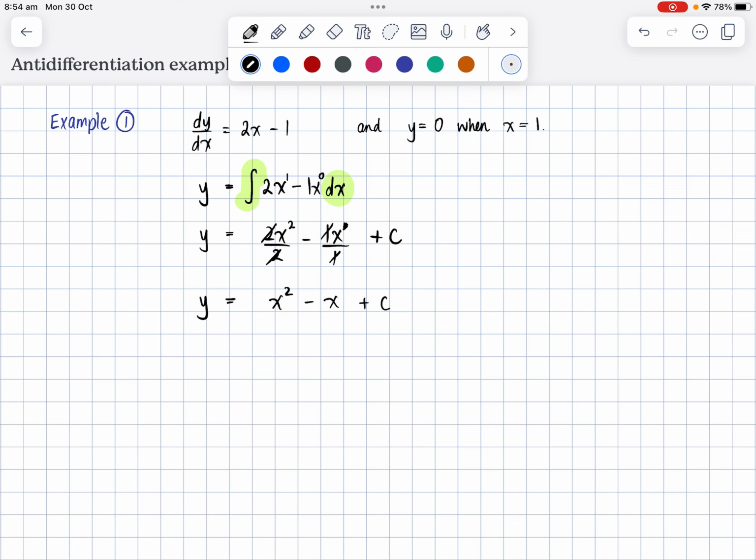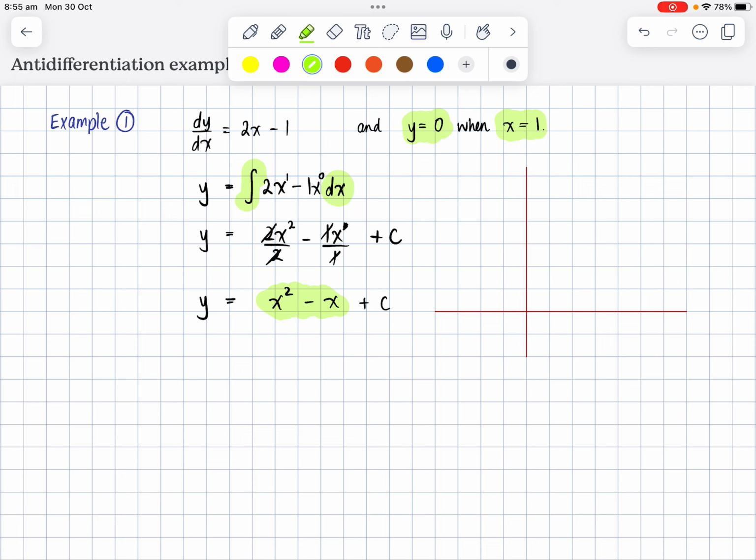Now what's different in today's example is that we're also going to use this initial condition up here to work out what the graph actually looks like. So what am I talking about? Let's go back to an axis here and think about what's actually taking place. We know that my function for y is x squared minus x, but there could have been any number on the end of that function.